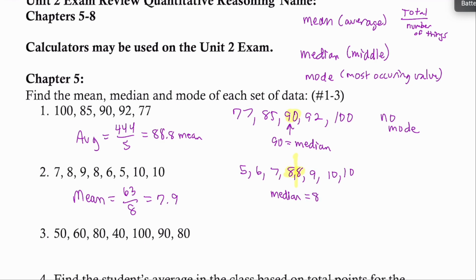Now, you'll notice that our 8 repeats twice, our 10 repeats twice. So this one has 2 different modes. There's a mode of 8 and a mode of 10. They both appear more often than anything else on the list.